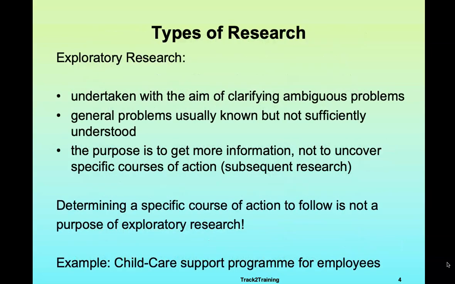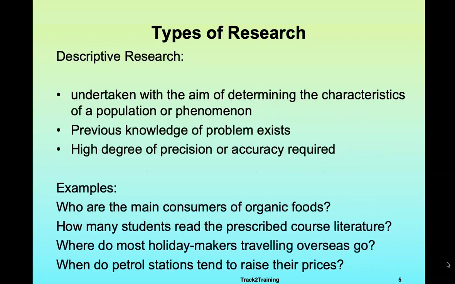So there are different types of research, like exploratory research, which is undertaken with the aim of clarifying ambiguous problems, general problems, and the purpose is to get more information and to uncover certain facts and figures. Determine a specific course of action so that your organization can gain the benefit. There can be examples like a child care support program for employees or a refreshment facility in the office and other things.